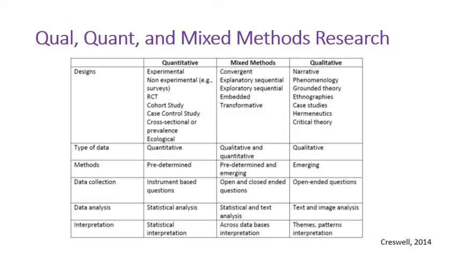If you look at the type of data that's collected in the quantitative realm of things, it's going to be quantitative. For mixed methods, it'll be both qualitative and quantitative, and for qualitative research, it's going to be qualitative data, and that's pretty self-explanatory, I think.